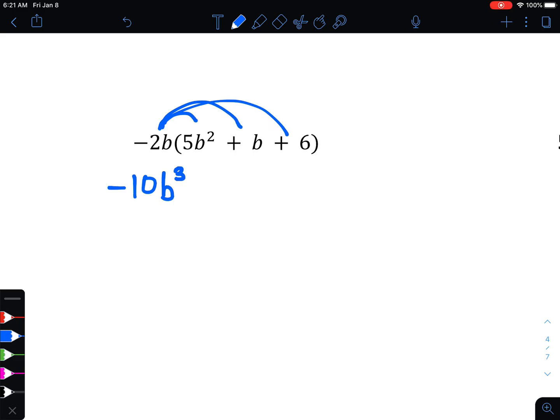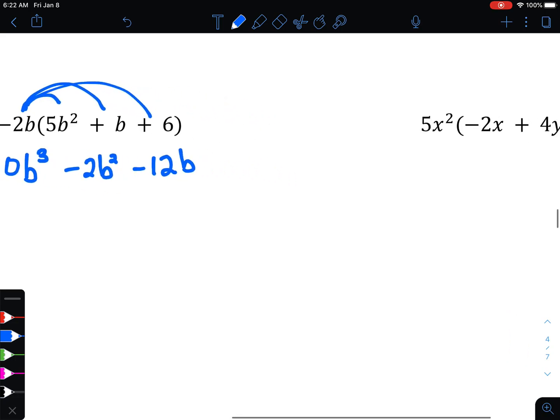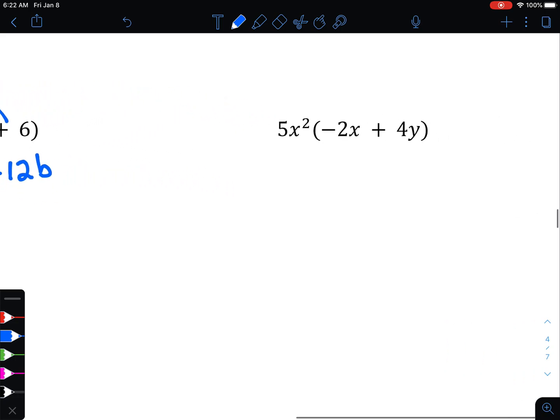Next, when you take negative 2b and multiply by b, you'll get negative 2, and then b multiplied by b is b squared. Finally, when you take negative 2b and multiply by 6, negative 2 multiplied by 6 is negative 12, and b has nothing to multiply with, so it just stays as b. Okay, let's take a look at a few more examples just to make sure that this all makes sense.